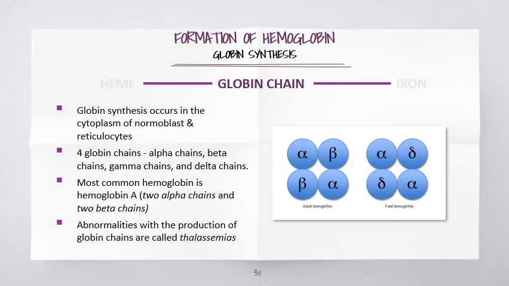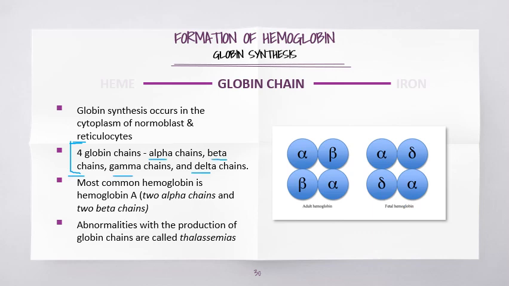So for the globin part, since globin is a polypeptide, the synthesis occurs in the cytoplasm of the normoblasts and the reticulocyte. This was one of the earlier lectures or exercises you had, the formation of protein. So where does it occur in the cell? Do you think? There are about 4 globin chains that are produced in the adult. Adult only. They can be designated as alpha chain, beta chain, gamma chain, and delta chain.